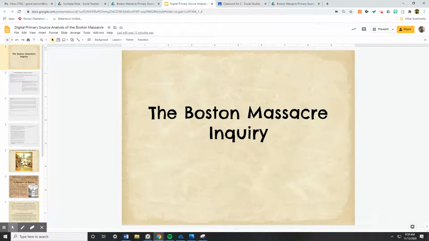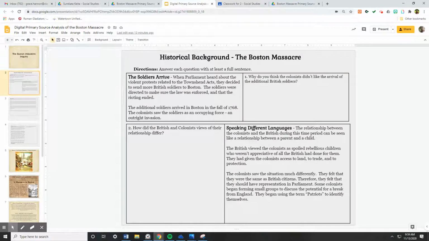A loyalist is a colonist who supports England and stays loyal to England before and throughout the American Revolution. A patriot is a colonist who rebels against Britain and rebels against British control before and during the American Revolution. So those are the two groups of people you need to know to complete this assignment, the loyalists and the patriots.